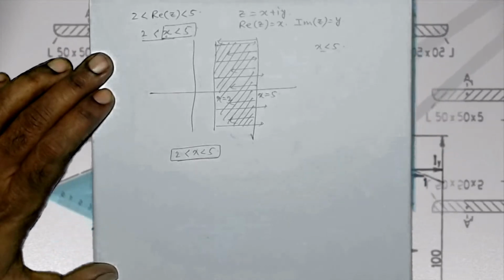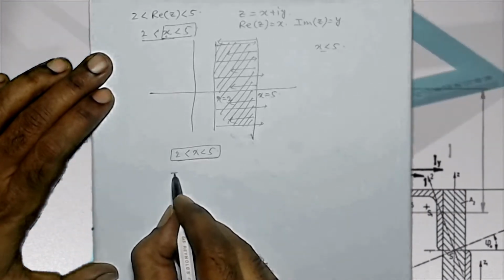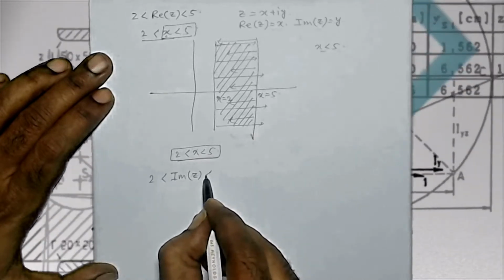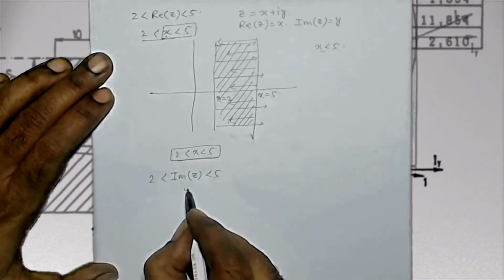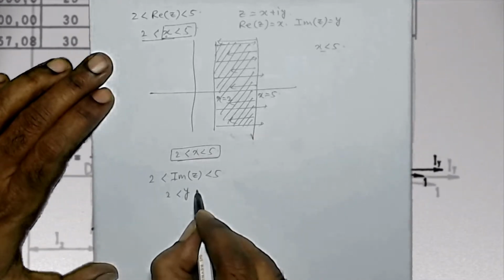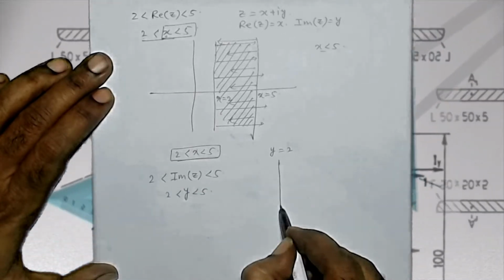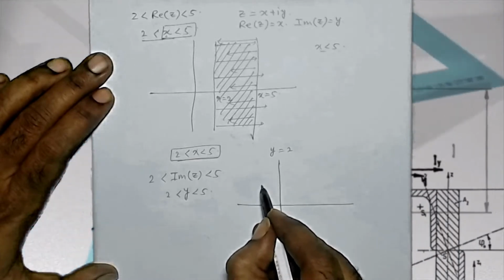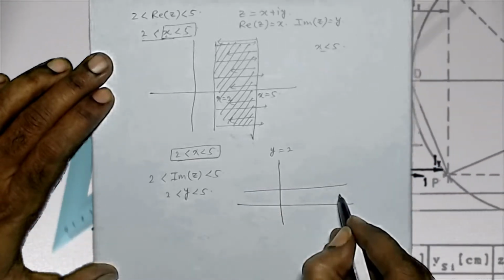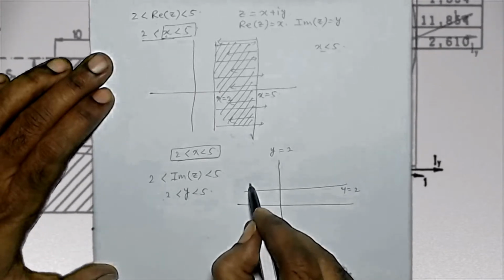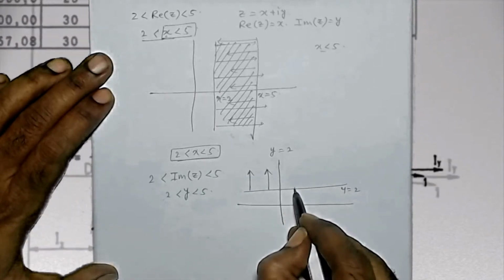Okay, let me take another example. If the same question I give you, imaginary part of z is greater than 2, less than 5. Imaginary part of z means it's y. So y is greater than 2, less than 5. Now, y equals 2 is a line which is parallel to the x-axis. This is y equals 2. y is greater than 2 means we are talking about this region.